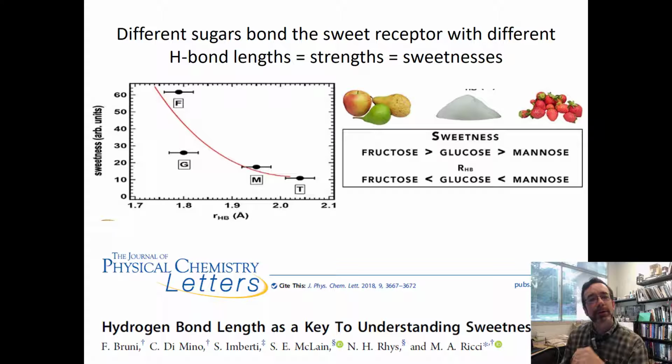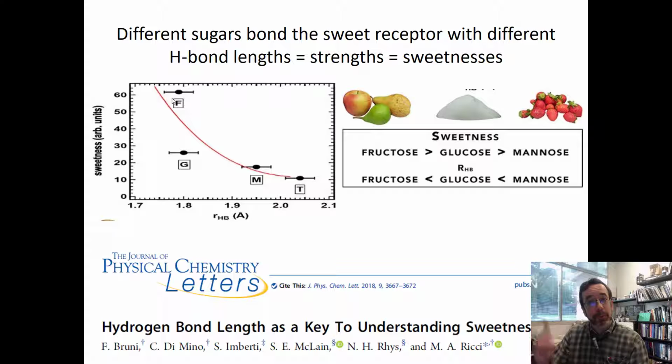And here they have a graph measuring that right there. Fructose makes a 1.8 angstrom hydrogen bond. Glucose makes a slightly longer hydrogen bond, like 1.81 or something like that. Mannose makes a much longer hydrogen bond, 1.95 angstroms. And the T sugar makes a 2.4 angstrom hydrogen bond.